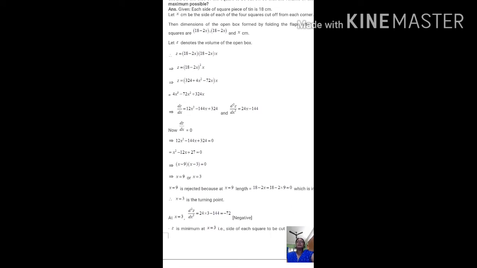So according to the second derivative rule, we have to find dz/dx, then d squared z/dx square. If we set dz/dx equal to 0, what do we get? We get x equal to 9 and x equal to 3. So x equal to 9 is rejected. Why? Because if we put x equal to 9, the remaining part will be 18 minus 2 into 9, that is 0, which is not possible. So x equal to 3 is the only turning point.